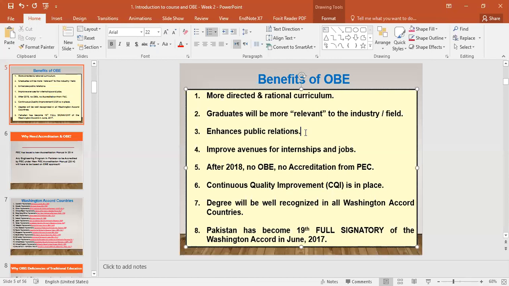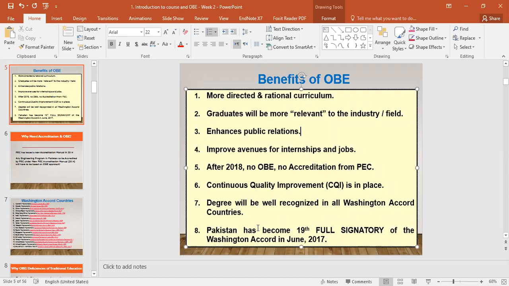So after 2018, no OBE, no accreditation from PEC. PEC has said that: no OBE, no accreditation. So accreditation is necessary for engineers. So continuous quality improvement is in place. Yes, OBE will direct us to continuously improve our system and our contents.